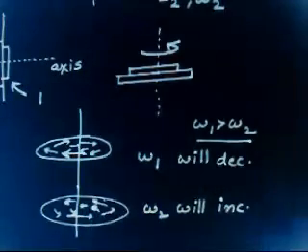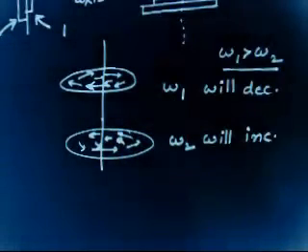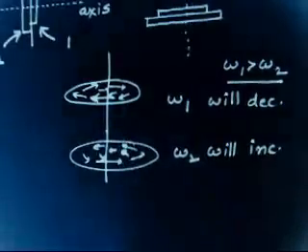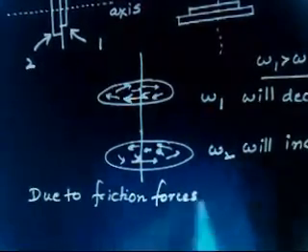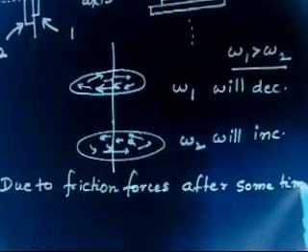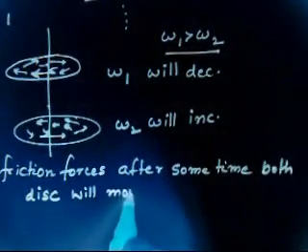And a time will come when both will have the same angular velocity. Let us say the same angular velocity is omega. So after some time, both disks are moving with the same velocity, because this is decreasing, this is increasing. A time will come when both angular velocities are equal. At that point of time, both disks will move as a system with the same angular velocity. So this means due to these friction forces, after some time both disks will move with the same velocity. Are you getting? Both disks will move, or rotate, with the same velocity.